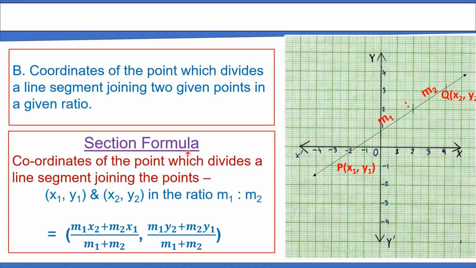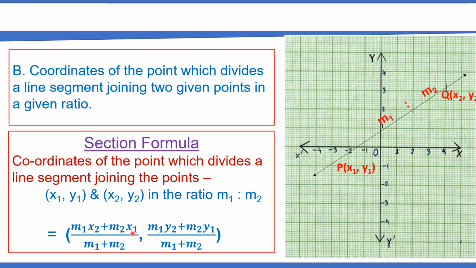The next one is the section formula. With the help of the section formula, we will find the coordinates of a point which divides a particular line or line segment in a particular ratio. Here I have taken the 2 points P(x1, y1) and the other point Q(x2, y2), and the ratio is m1 is to m2. So using this formula, we will find the two coordinates of this particular point here.